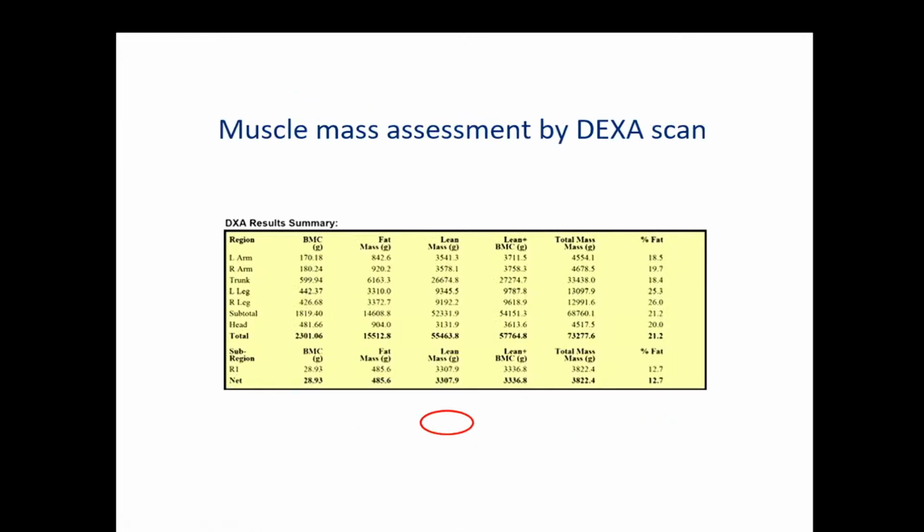Now, this is the DEXA scan report just to show you that you have to calculate the lean mass based on the appendicular skeleton area. So this is the left arm, right arm lean mass, which is added to the left leg and right leg. And this is then divided by the height in meters square.